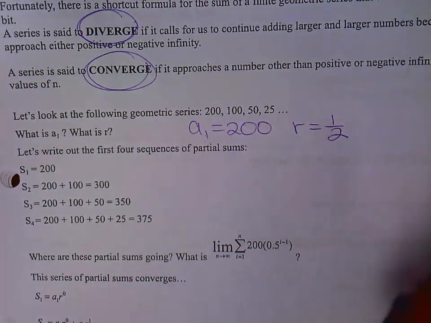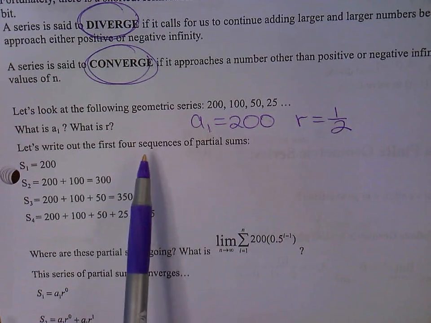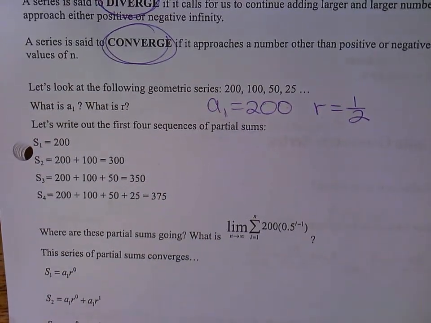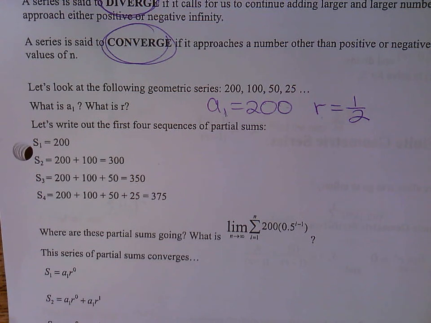So it says, let's write out the first 4 partial sums. Remember when it says S sub 2, you're adding together the first 2 terms. When it says S sub 3, you're adding together the first 3 terms. Those are called partial sums. So I got 200, 300, 350, and then 375. If we kept going to infinity, this is going to converge to a specific, exact answer.